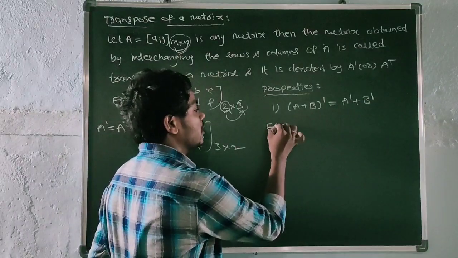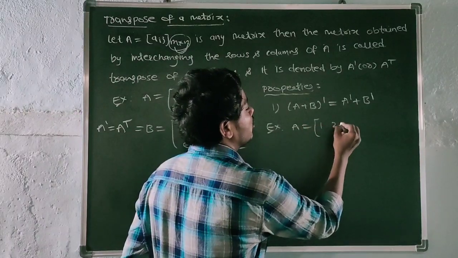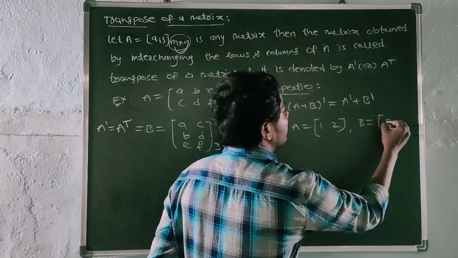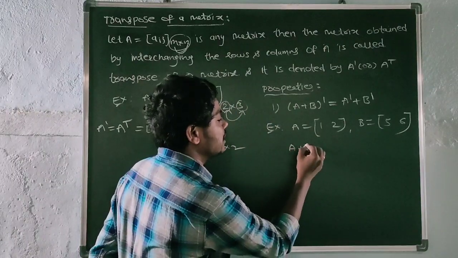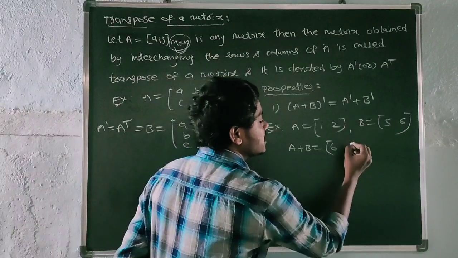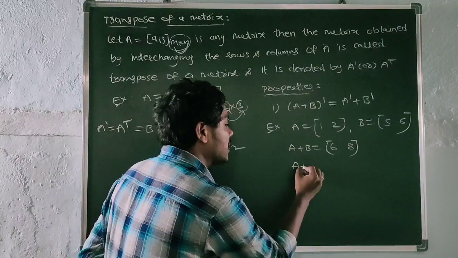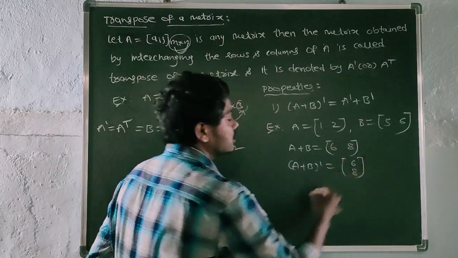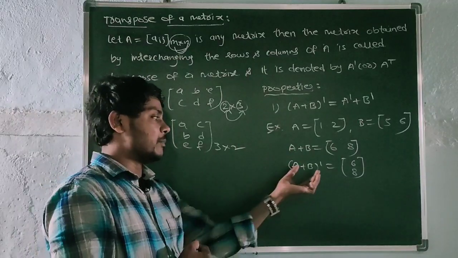So for example, A is equal to 1, 2 and B is equal to 5, 6. Now find A plus B. So what you get? 1 plus 5 is 6, 2 plus 6 is 8. Now take the transpose of this. A plus B whole transpose is what? 6, 8. So interchanging the rows and columns of A plus B, that is A plus B whole transpose.